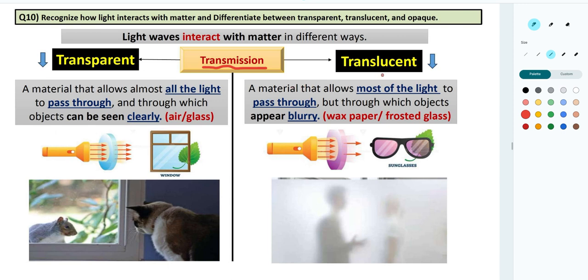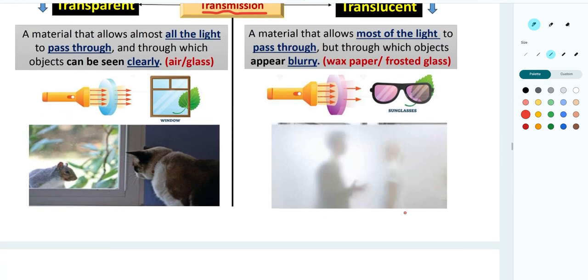Light can also be transmitted through translucent objects, such as wax paper, frosted glass, tinted windows, sunglasses. All of these allow for the transmission of light. So light is being passed through. What we do notice here is that we can't see clearly through it. So we can see the shape of the people, but we can't see exactly who's behind the glass.